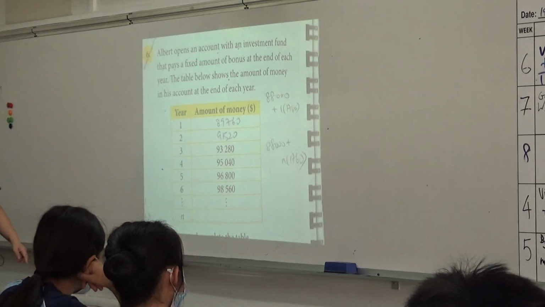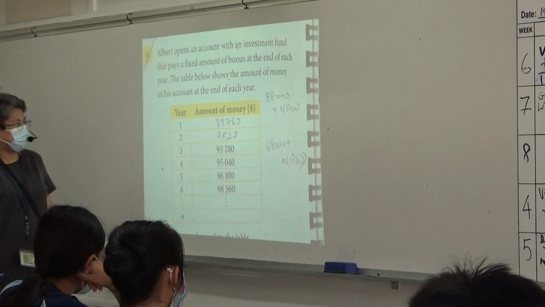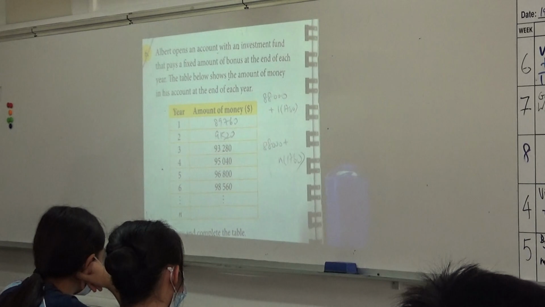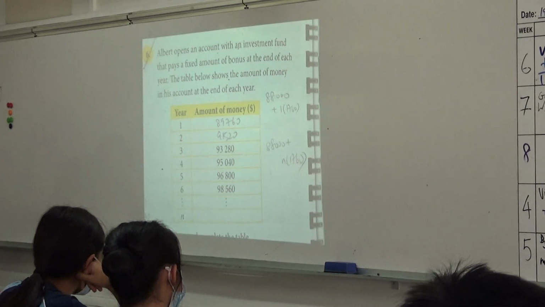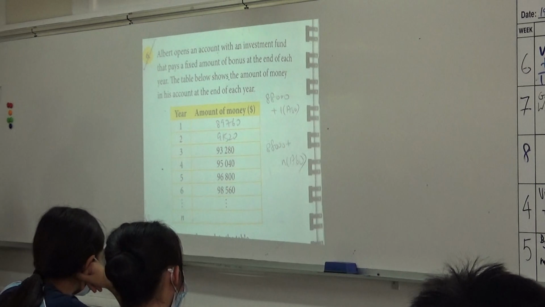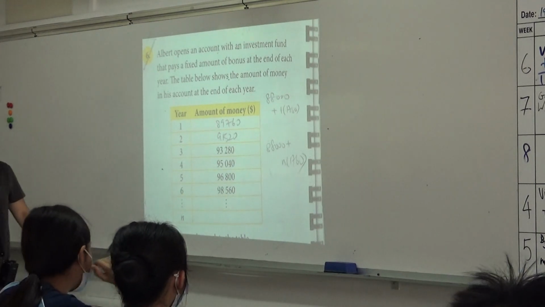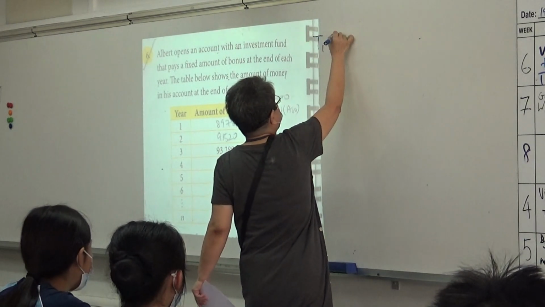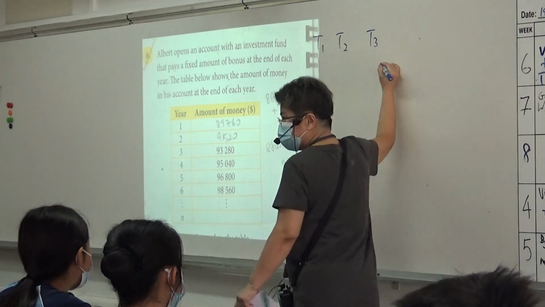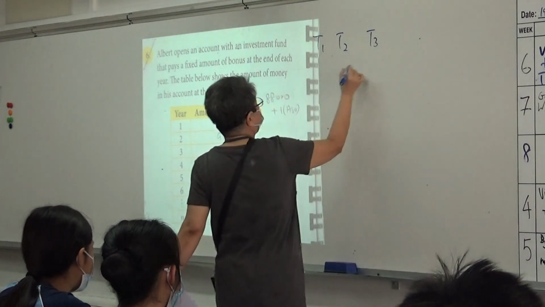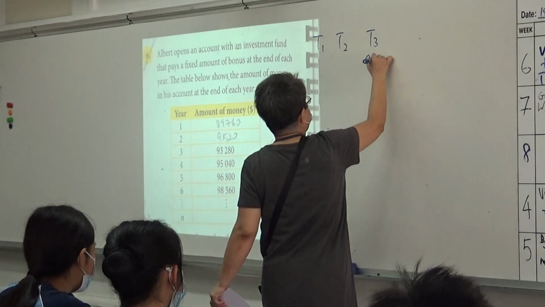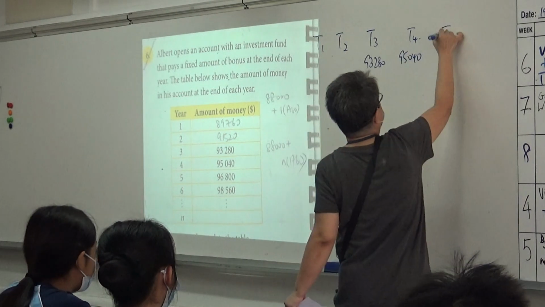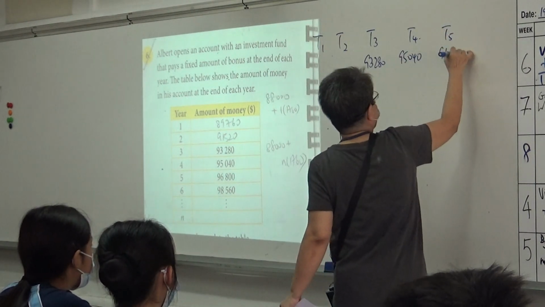Now, the table shows the amount of money in his account at the end of each year. Copy and complete the table. This is where students get stuck and don't know what to do. All of you look up here first. If I write horizontally, it will be T1, T2, T3, right? T3 is what? 93,280. What is my T4? 95,040. What is my T5? 96,800. What is my T6?